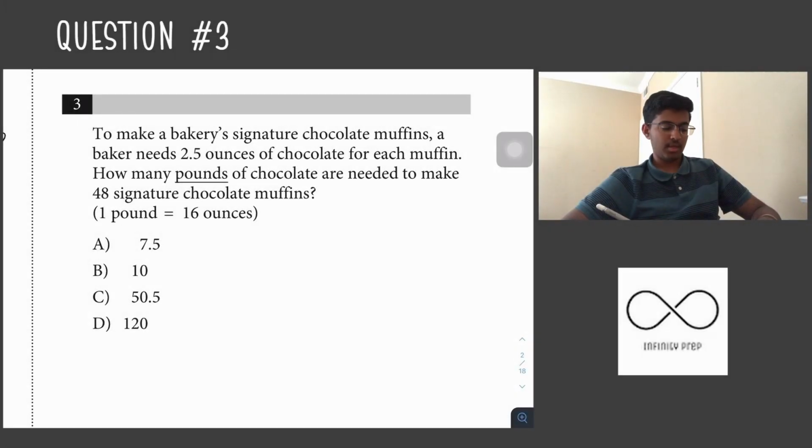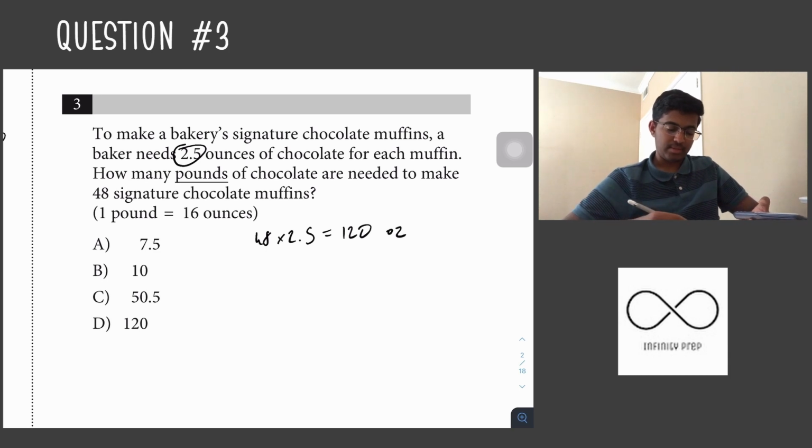Question number 3. To make a bakery's signature chocolate muffins, a baker needs 2.5 ounces of chocolate for each muffin. How many pounds of chocolate are needed to make 48 signature chocolate muffins? It says that 2.5 ounces of chocolate are needed for each muffin, and how many are needed for 48. So to get the total number of ounces needed to make 48 muffins, you need to multiply 48 by 2.5, which is 120 ounces.